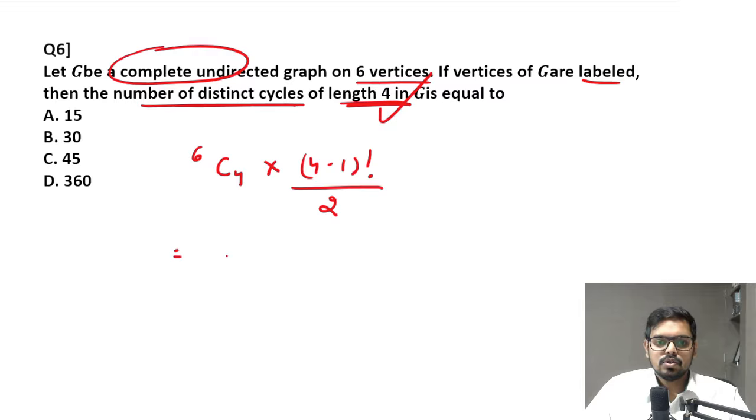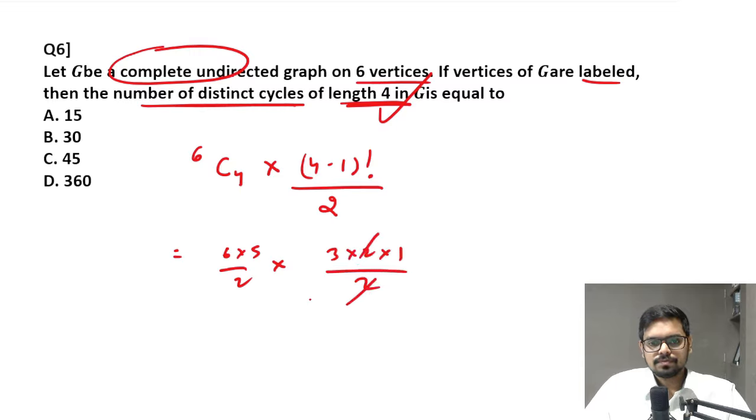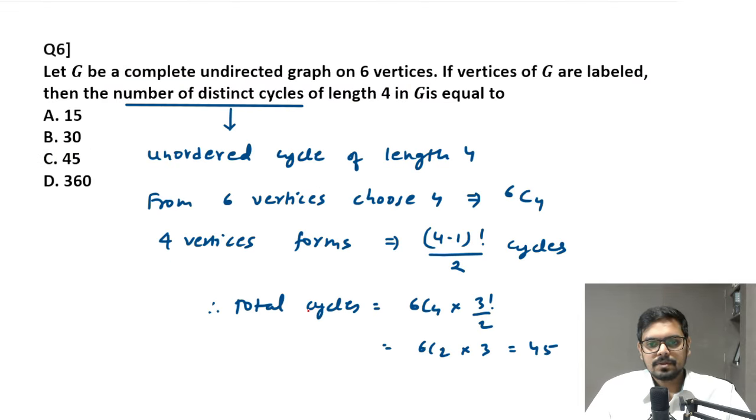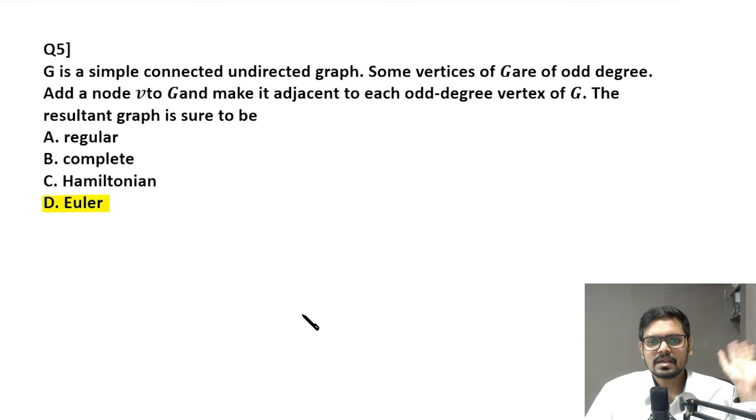6C4 is 6C2, which is 6 into 5 by 2, times 3 factorial, which is 3 into 2 into 1, upon 2. Cancel the 2s, and the 3s. Final answer is 15 into 3, which is equal to 45. So option C is correct. Easy. So this thing is already explained conceptually in the previous lecture. So if you have seen the conceptual lecture, then only this class is easy.